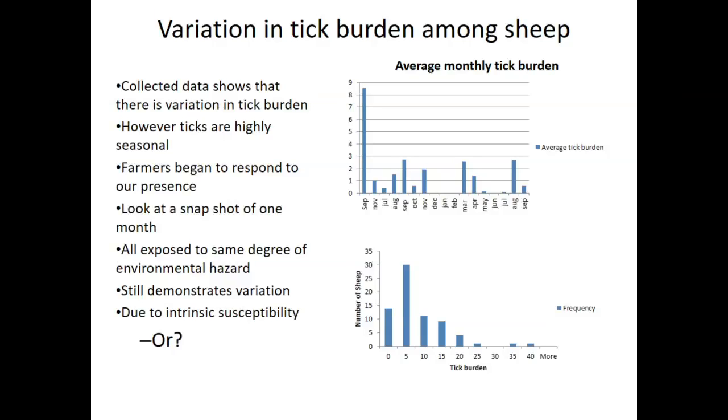So then we thought, right, okay, if we have a look at a snapshot of one month, where the sheep are all exposed to the same environmental hazard, we can still see some variation. And I suppose you would expect to see this when you look at parasite burdens in general. Lots of work has been done on other systems, on intrinsic susceptibility due to immunity, co-infection, and sex. But this is quite unique as they're all the same sex, they're all of sexual maturity, and they're all the same breed. So it allowed us to look at individual movement.